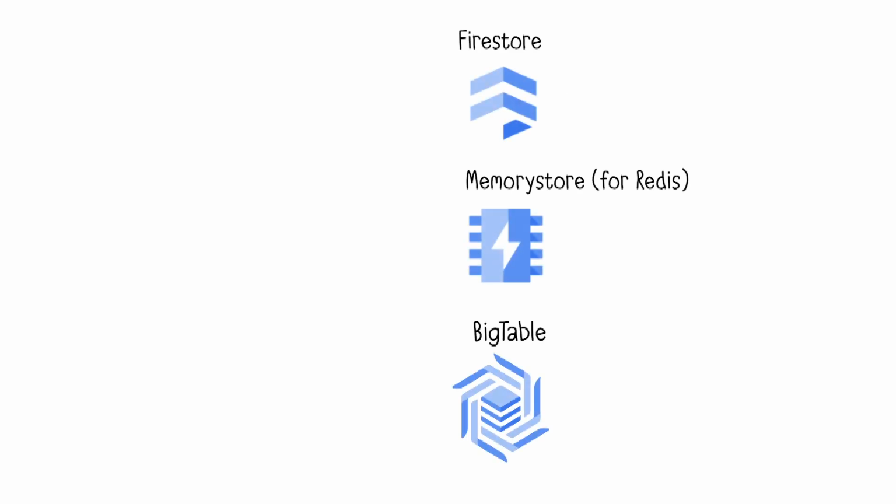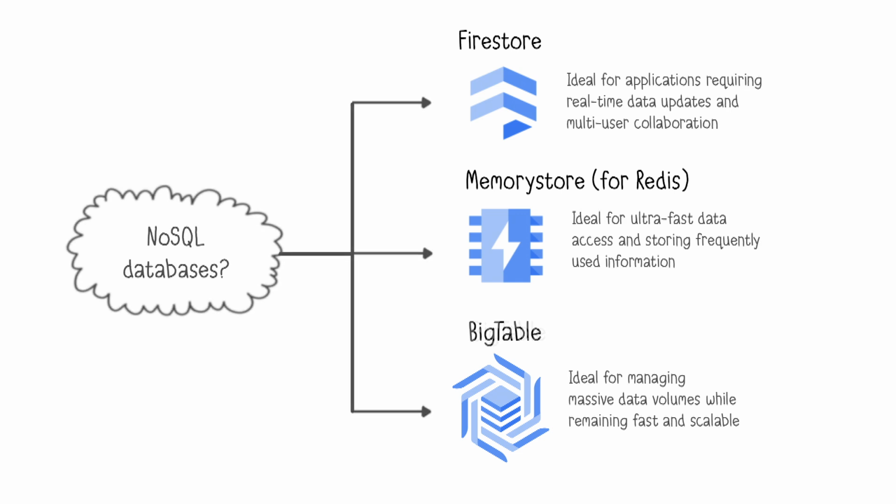Now, let's talk about NoSQL databases. Firestore is a document-oriented NoSQL database ideal for applications requiring real-time data updates and multi-user collaboration. For example, it instantly syncs messages, profiles, or lists across devices. Memorystore for Redis is a caching service designed for applications needing ultra-fast data access.